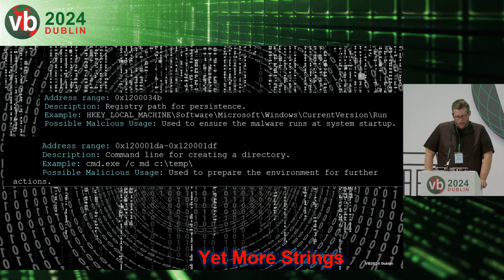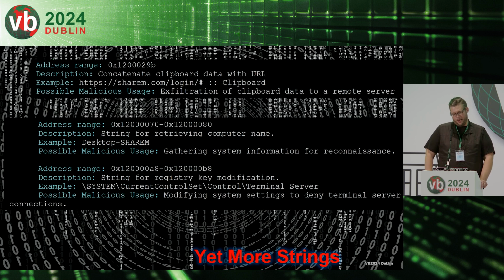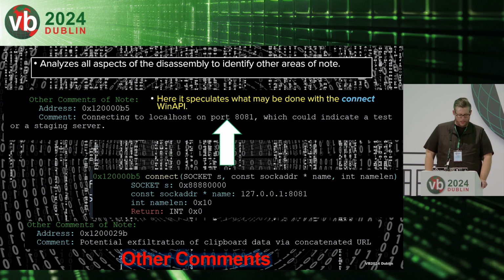In this case, we have registry path for persistence as the description, and then the possible malicious usage. If you didn't know what that meant, it tells you, in other words, used to ensure the malware runs at system startup. A lot of people would probably recognize that particular string, but if you didn't, then you gain some insights with that. A couple more, we have exfiltration and modifying some system settings for terminal server connections. Again, if we didn't know the possible meaning of the string. And then other comments can just be other little things that the AI thinks may be of interest that wasn't already covered. So in this case, we see that it speculates what may be done with the Connect Windows API.